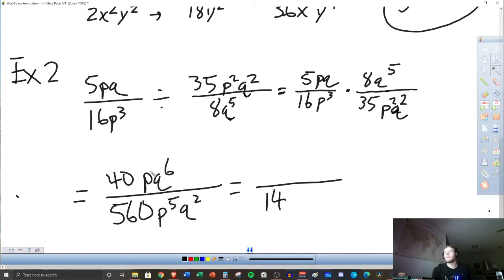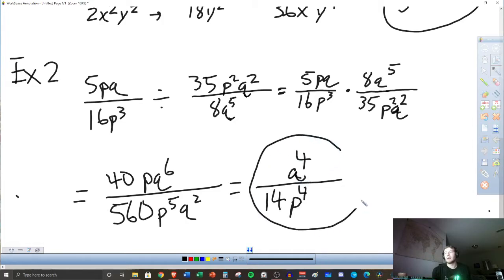P and P to the 5th. We subtract those exponents. We notice that there's going to be 4 P's left on the bottom, so P to the 4th. Here we subtract these. Q to the 6th over Q to the 2nd. We get Q to the 4th. This is going to be our answer right here. So that's a pretty straightforward methodology there to get those.